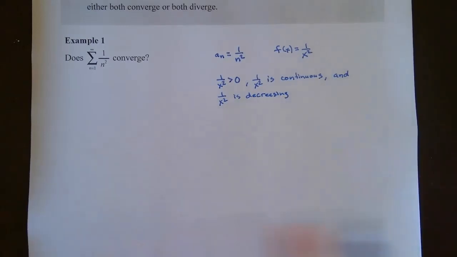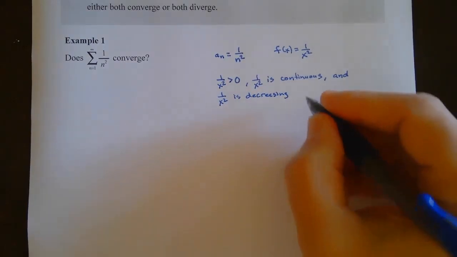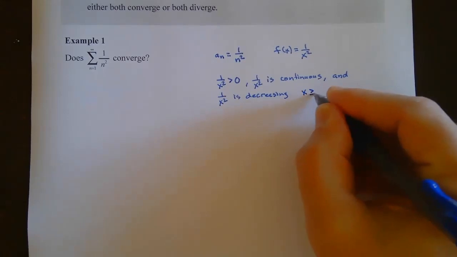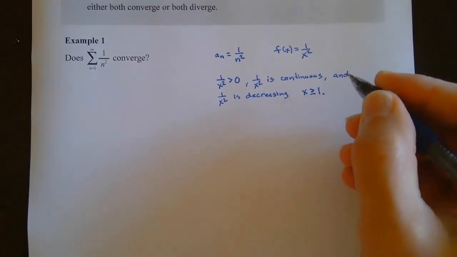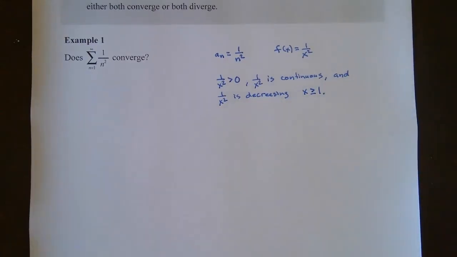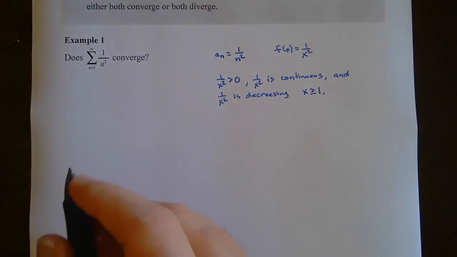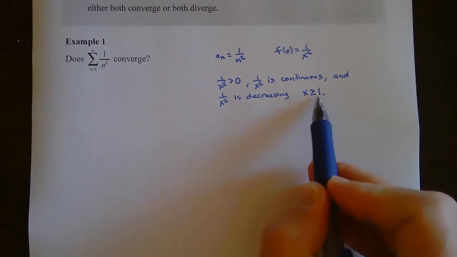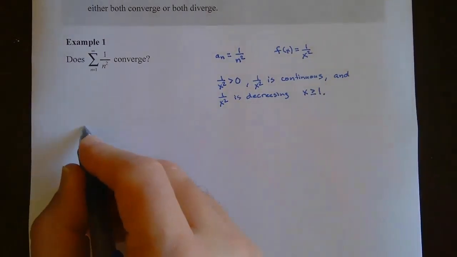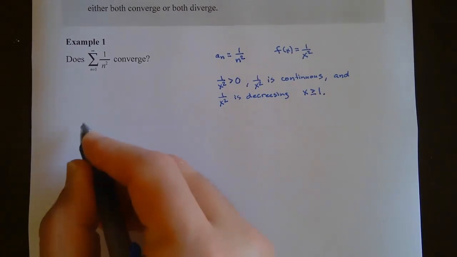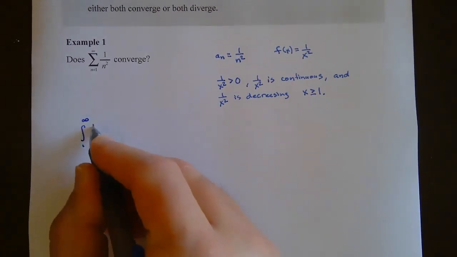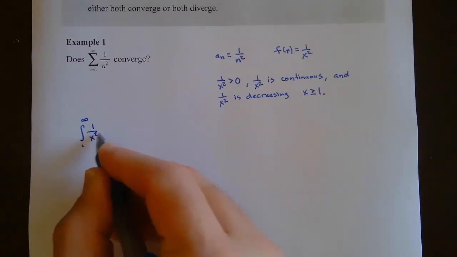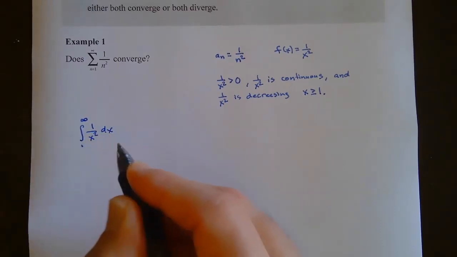Okay, and for what x values is this happening? Well, it's for all x's greater than or equal to 1, okay? So this meets the conditions for us to use the integral test, okay? All right, so since x is greater than or equal to 1, we're going to integrate from 1 to infinity of 1 over x squared dx.